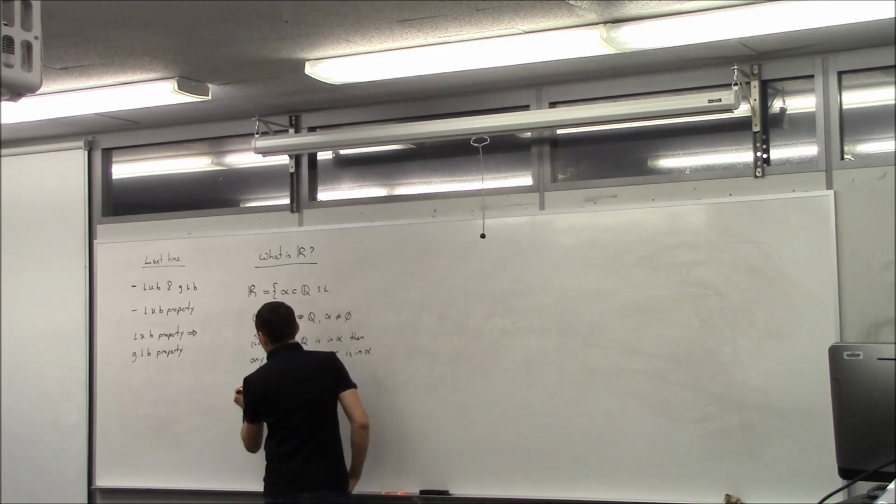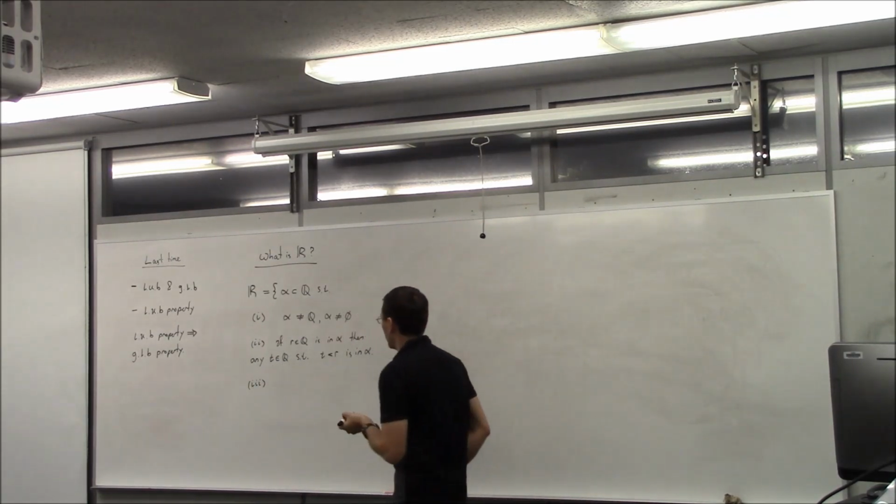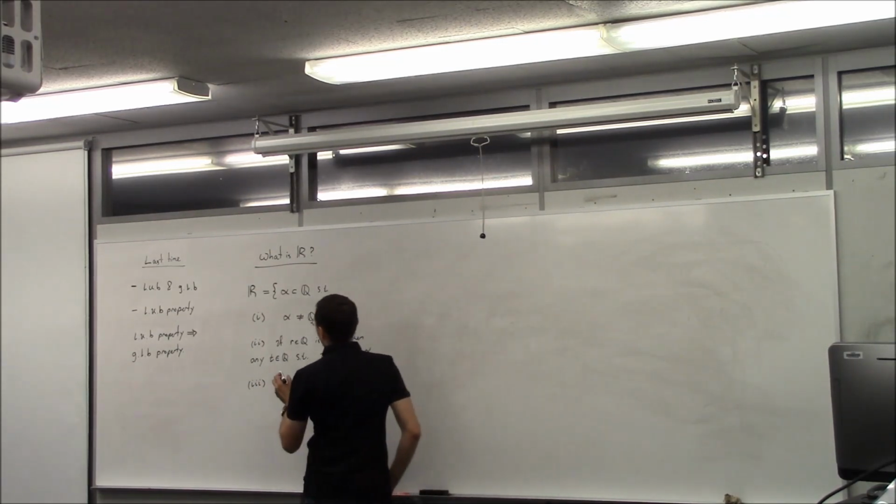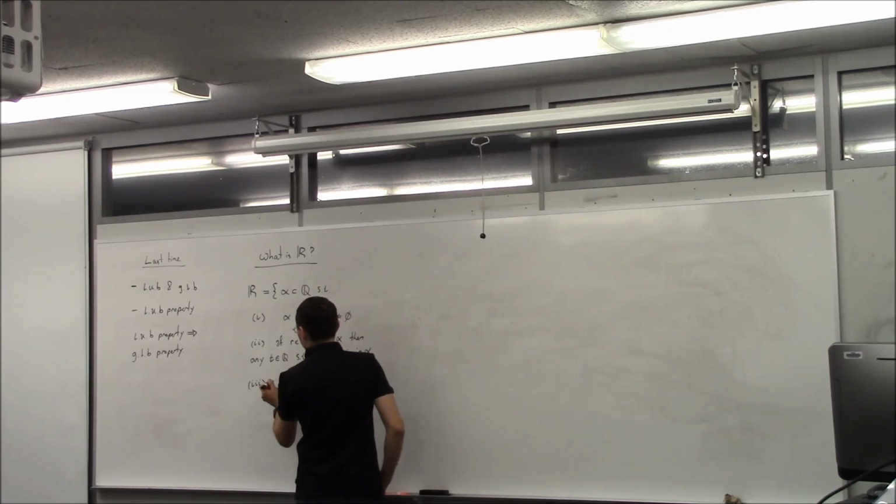And the third property, they might not be listed in the same way in Rudin, but the third property is that there is no biggest element in alpha.